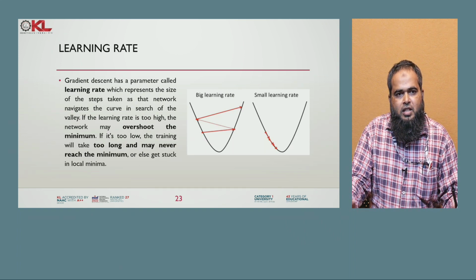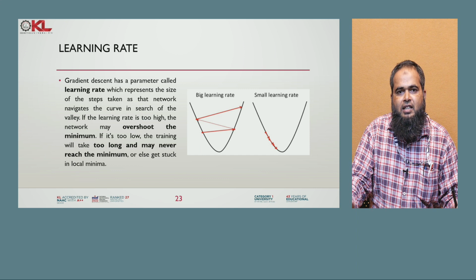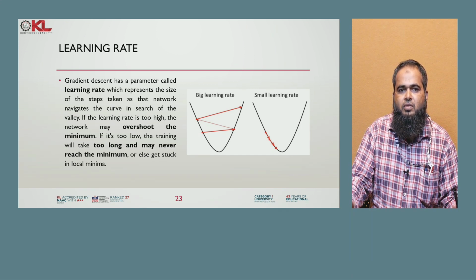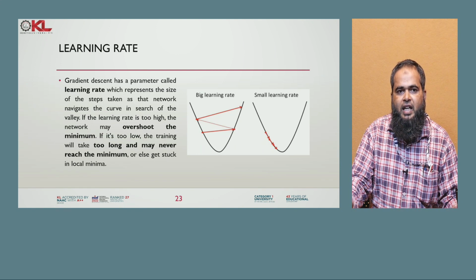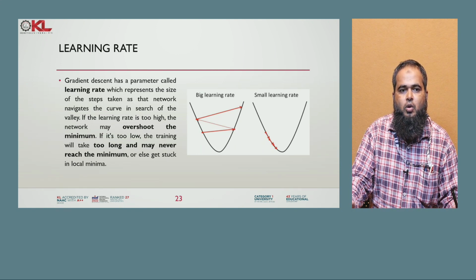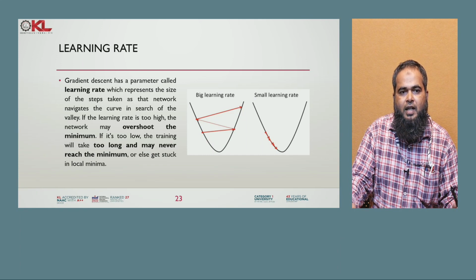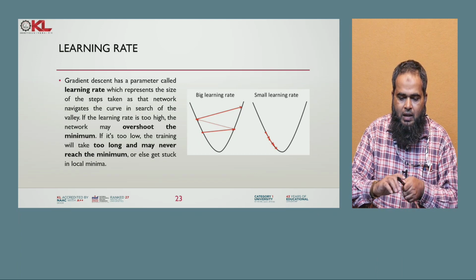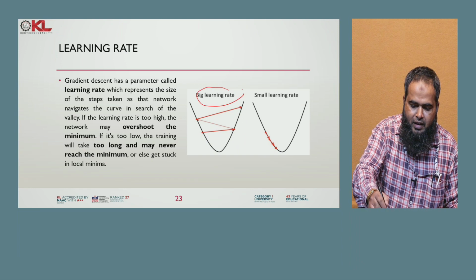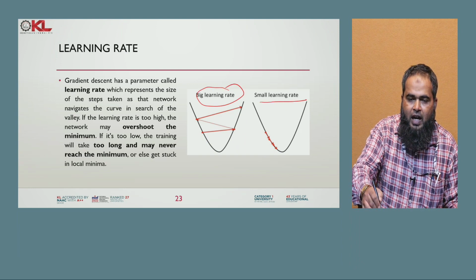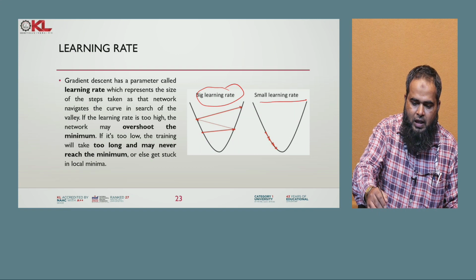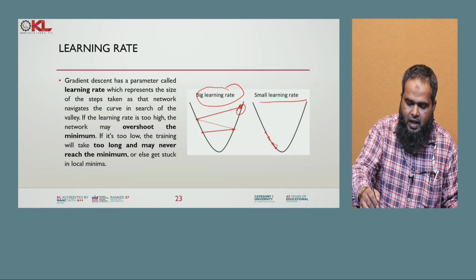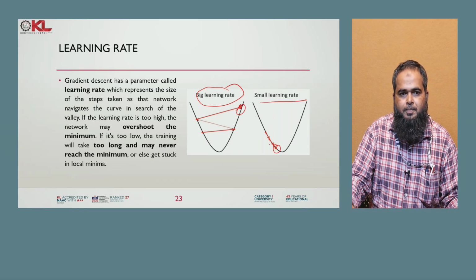Similarly, gradient descent has a parameter called the learning rate, which represents the size of the steps the network takes as it navigates the curve in search of the valley. If it is too high, it may overshoot the minimum. And if it is too low, the training takes too long and may never reach the minimum, so we get stuck in a local minimum. In both of the figures, this is a big learning rate and this is a small learning rate, where we go too far on the high side, and here we are stuck in position.